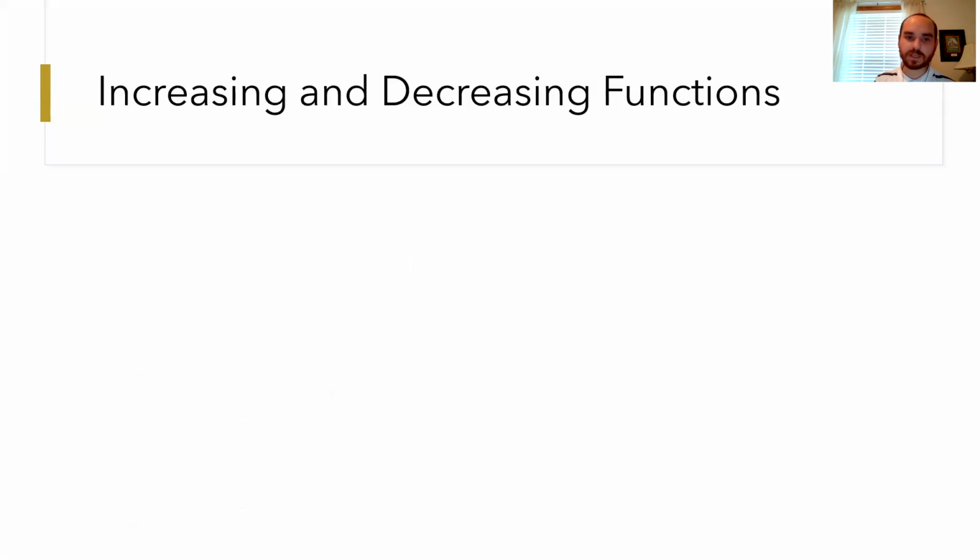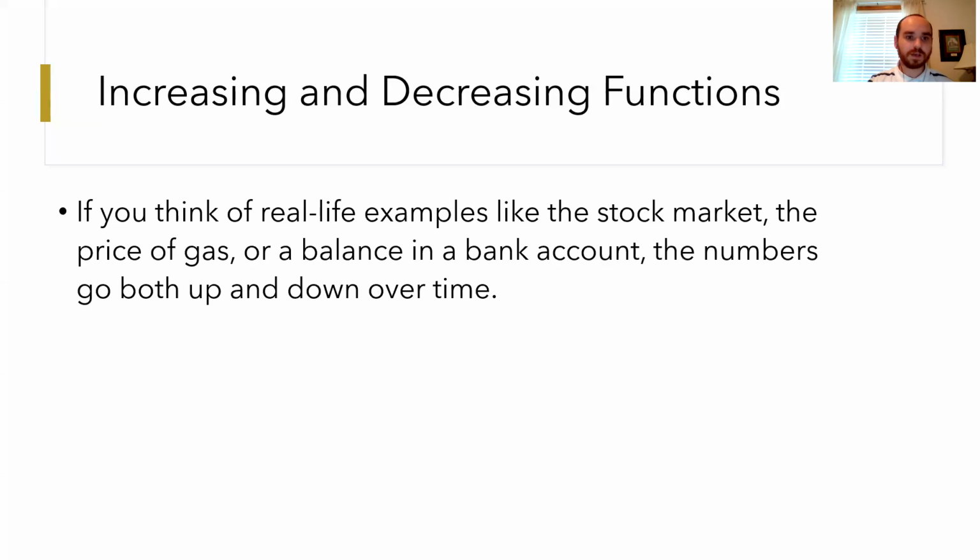So nonlinear functions and linear functions actually can be said to be increasing or decreasing based on the slope at any given instant. So if you think of real life examples like the stock market, the price of gas, the balance in a bank account, the numbers go both up and down over time. Or if it's a bank account like mine, it looks like it's mostly down, but that's neither here nor there.